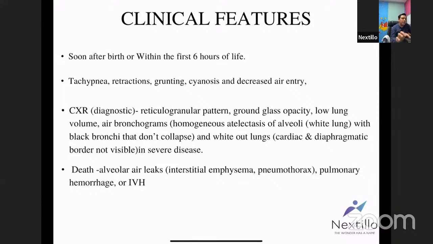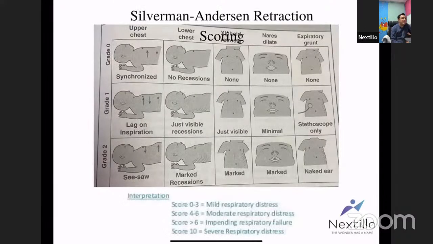Now there is a scoring for the severity of respiratory distress syndrome or hyaline membrane disease. It is known as the Silverman-Andersen Retraction scoring. In preterm babies it is divided into 5 body parts: upper chest, lower chest, xiphoid retractions, nares dilatation, and expiratory grunting. So these are the 5 things we see in the Silverman-Andersen Retraction scoring. And it is divided into 3 grades: grade 0, grade 1, grade 2. In grade 0, in the upper chest, there will be synchronized retractions. In grade 1, there will be lag on inspiration in the upper chest, and in grade 2, there will be seesaw upper chest retractions. In the lower chest, there will be no recessions in grade 0.